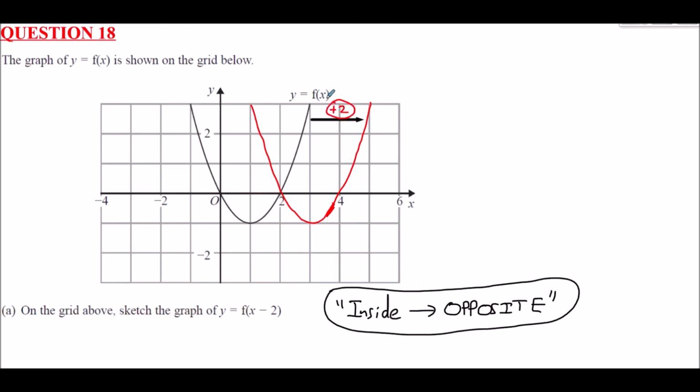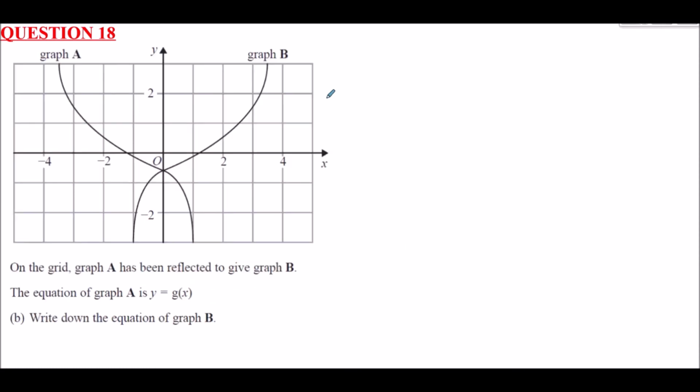Let's now have a look at part B. Part B, we've got 2 graphs, graph A and graph B. Now hopefully you can see fairly clearly before we even start to talk about this. Graph A and graph B are a reflection of one another in the y-axis, the reflection in this blue line.